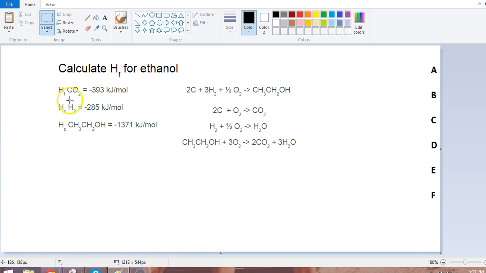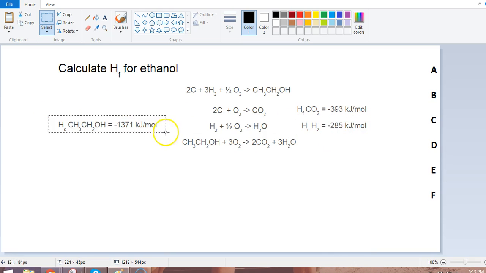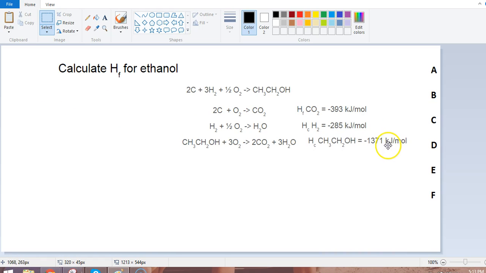And so the heat of formation of this is -393. The heat of combustion of this is -285. And the heat of combustion of this is going to be -1371. Now, the strategy for this is I have to rearrange these 3 equations so that when I add them all up, they look like this equation at the top. And so that's what I have to do.